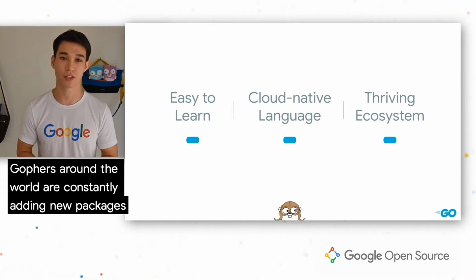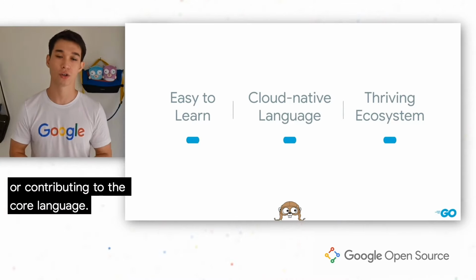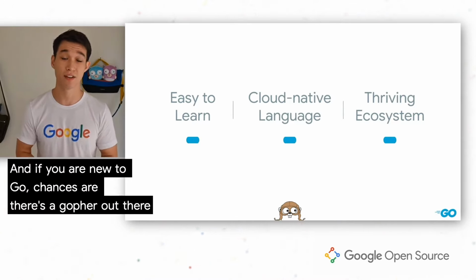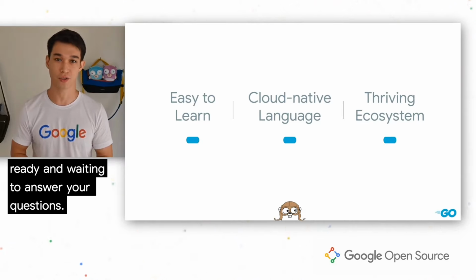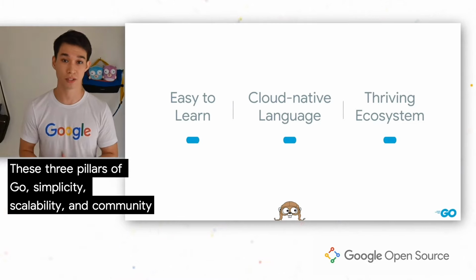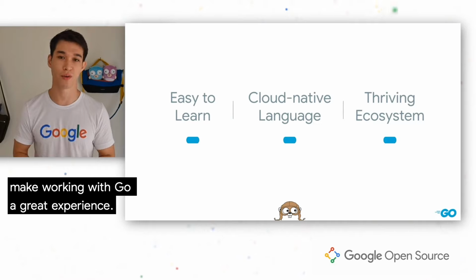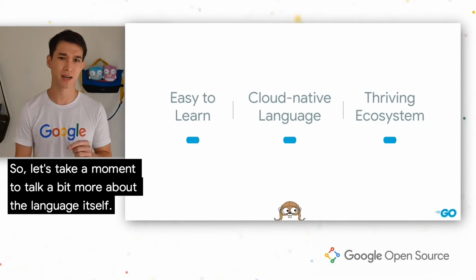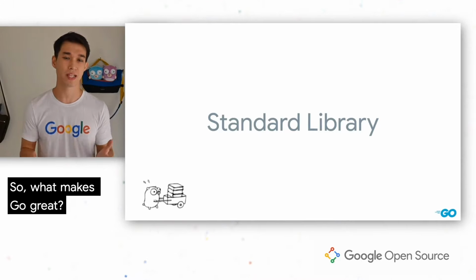Gophers around the world are constantly adding new packages, organizing events to share knowledge, or contributing to the core language. And if you're new to Go, chances are there's a Gopher out there ready and waiting to answer your questions. These three pillars of Go, simplicity, scalability, and community, make working with Go a great experience. So let's take a moment to talk a bit more about the language itself. So what makes Go great?